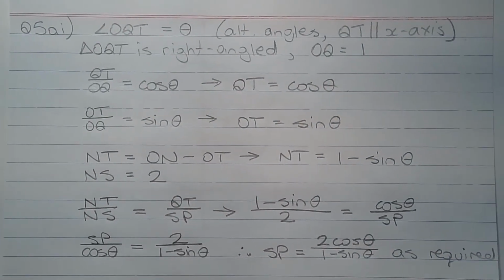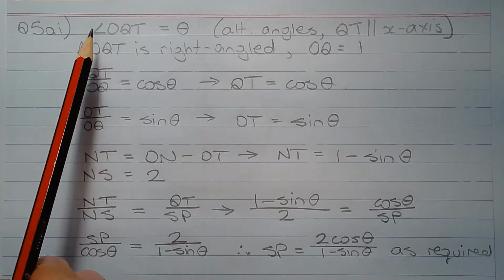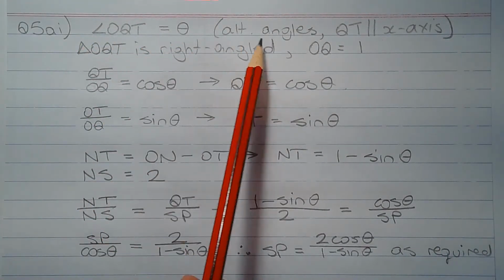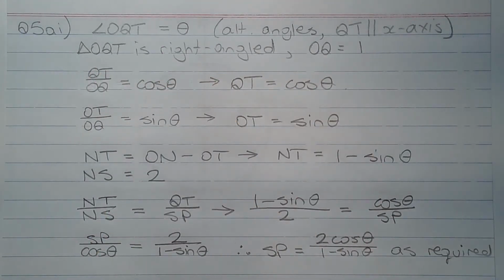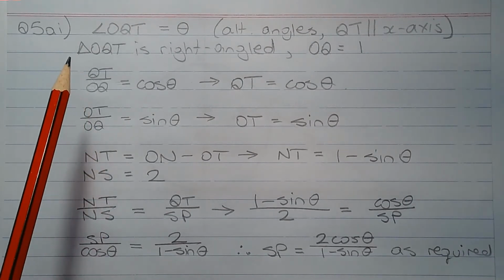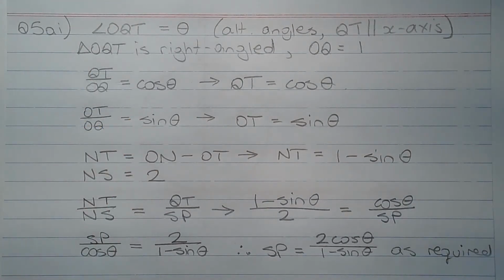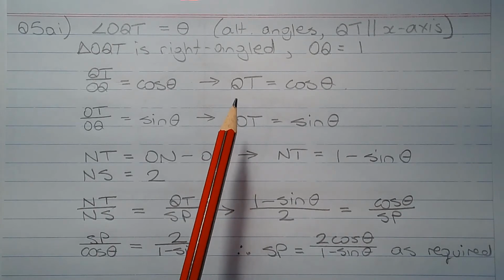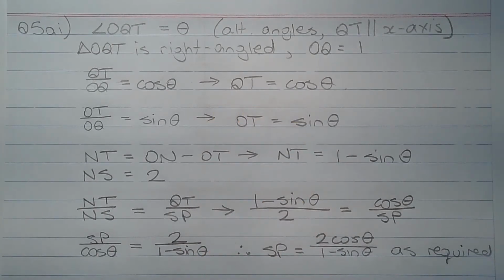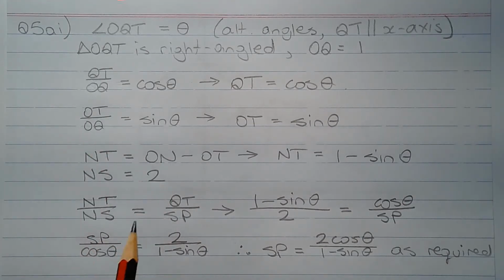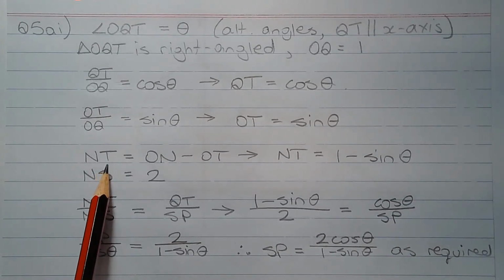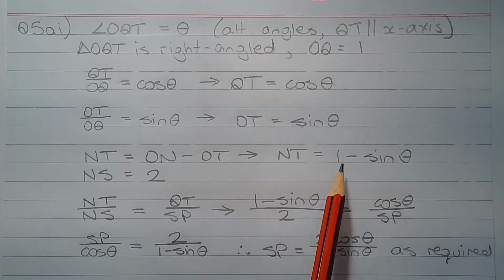So I've started this by noting down what I've just said. Angle OQT is equal to theta, and here's the reason. And triangle OQT is right angled with OQ equal to 1. Now applying right angle trigonometry, QT over OQ is equal to cos theta. Now OQ is equal to 1, hence QT is equal to cos theta. OT over OQ is equal to sin theta, and OQ is equal to 1, hence OT is equal to sin theta. Now NT is equal to ON minus OT, hence NT is equal to 1 minus sin theta.